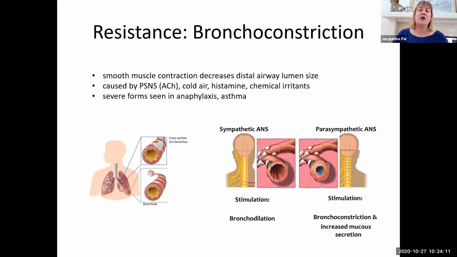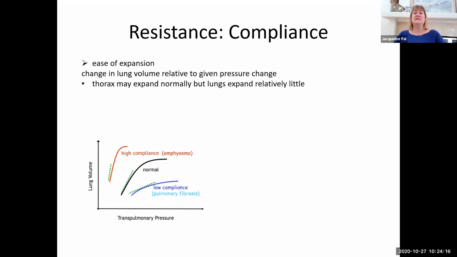In addition to bronchoconstriction increasing the resistance, something else that increases the resistance is the change in compliance. Compliance, as you recall, had to do with the ease of expansion. When we were talking about blood vessels with their elasticity, they were expanding. What we're talking about for compliance in the lung has nothing to do with elastic fibers in blood vessels, but it has to do with elastic fibers in the lung. Compliance is the same thing: it's the change in volume relative to any pressure change.